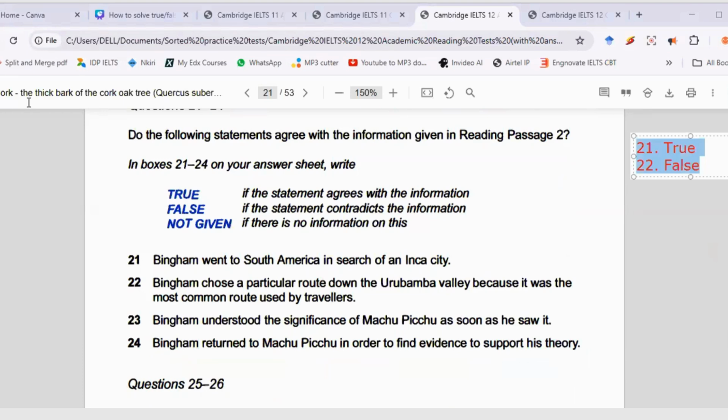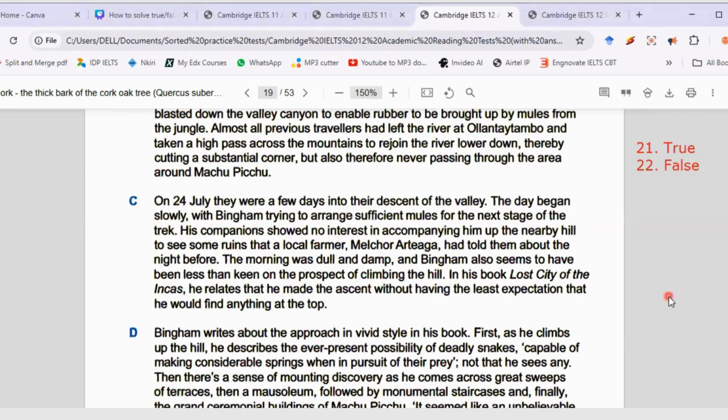Now, number 23. What do we have here? Bingham understood the significance of Machu Picchu as soon as he saw it. As soon as, this is another buzzword, ladies and gentlemen. Can you see the buzzwords I'm showing you? As soon as means immediately. Not like he understood the significance 3 years later, or 2 weeks later, or 1 day later. No, as soon as means the moment you saw it, you understood the significance. So pay attention. This is another very important buzzword.